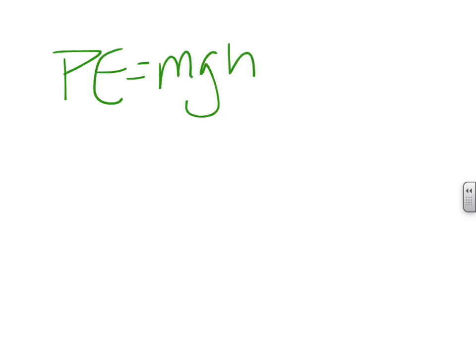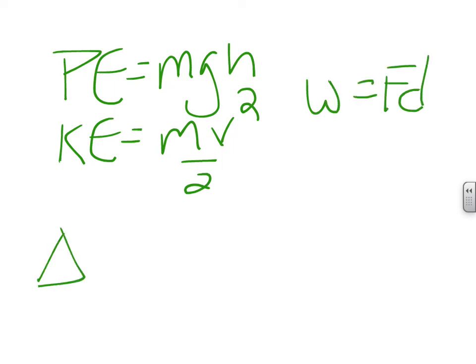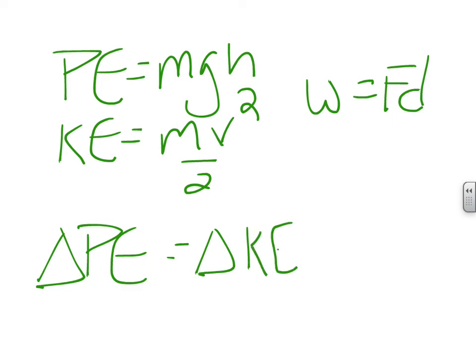Hopefully this has helped you enough to figure out how to plug into my equations. So again, the equations that we have: potential energy is equal to mass times gravity times height. Kinetic energy is equal to mass times velocity squared over 2. Work is equal to force times distance, which we learned before. And we have that if I lose potential, I either gained kinetic or I did work. If I did work, I either changed my kinetic or I changed my potential. If I lose kinetic, I gain potential or I did work.